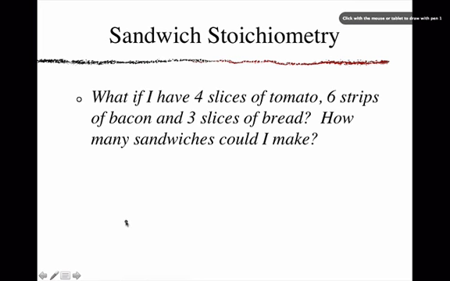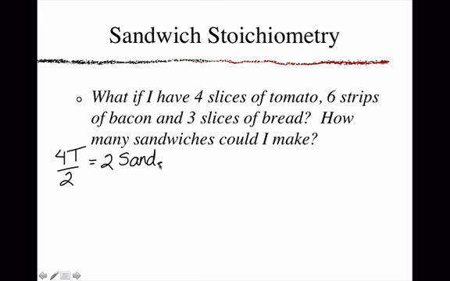The next question is, what if I have 4 slices of tomato, 6 strips of bacon, and 3 slices of bread? How many sandwiches could I make? Well, if I had 4 slices of tomato, from that balanced reaction that we wrote, and you can see it on the paper that you're taking notes on, we know that we use 2 slices of tomato per sandwich. So from the tomato, we can make 2 sandwiches.